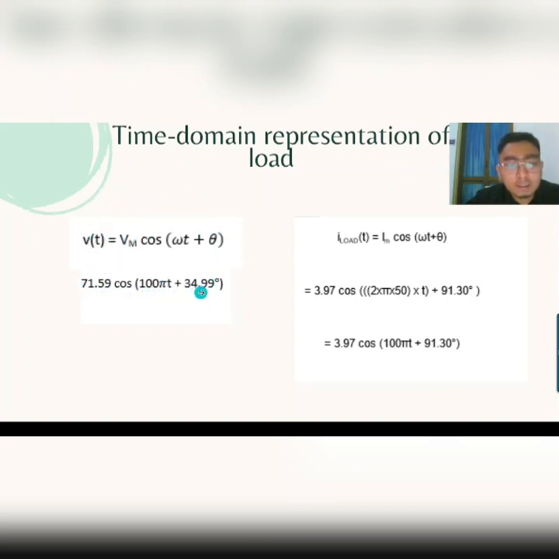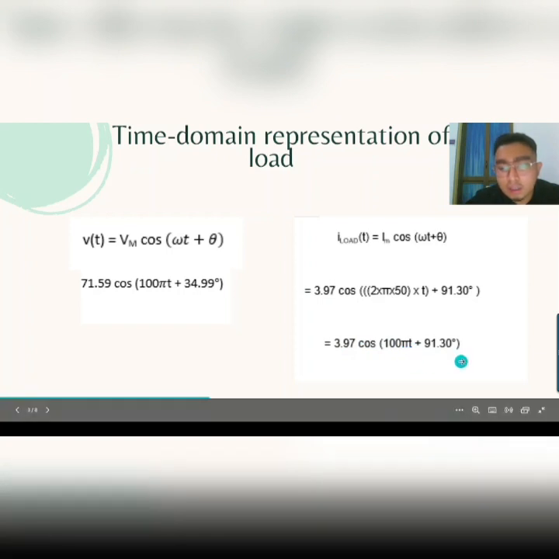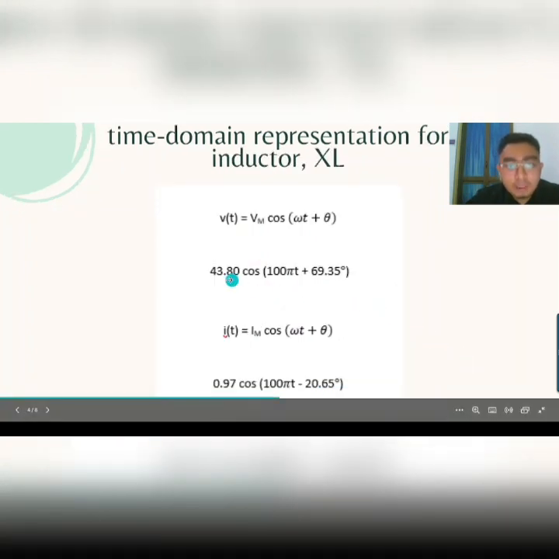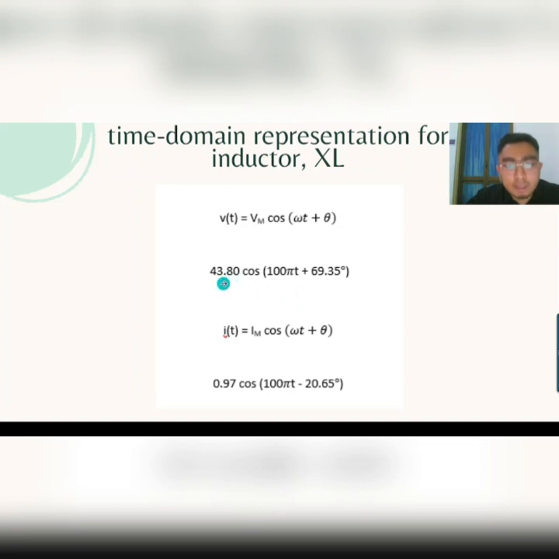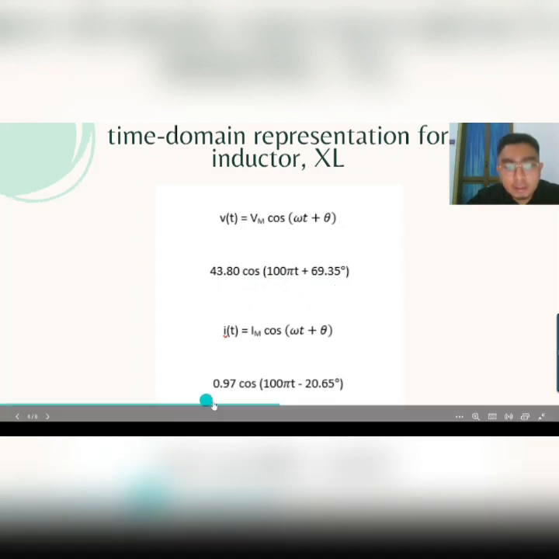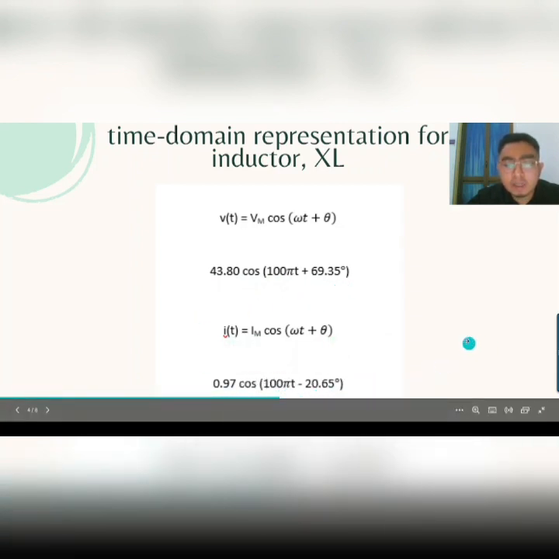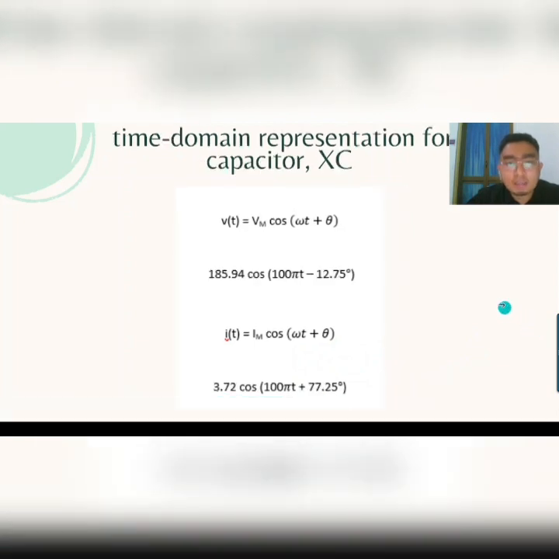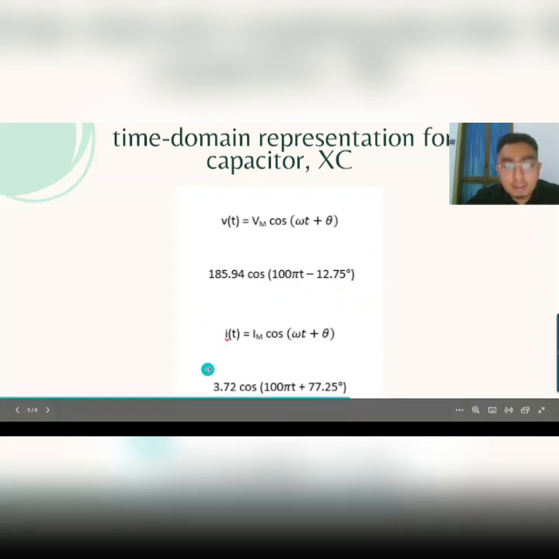So this is the voltage of our load in time domain representation, 71.59 cos(100 pi t plus 34.99), and the load current in time domain representation is 3.97 cos(100 pi t plus 91.30). For our inductor, the voltage in time domain is 43.80 cos(100 pi t plus 69.35), and the current is 0.97 cos(100 pi t minus 20.65). Last but not least, the capacitor voltage is 185.94 cos(100 pi t minus 12.75), and the current is 3.72 cos(100 pi t plus 77.25).